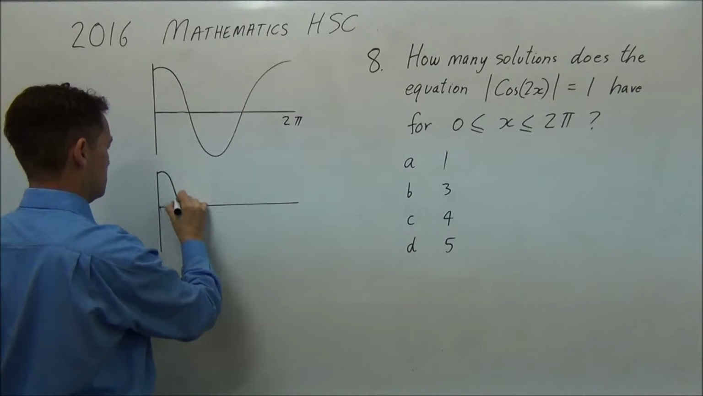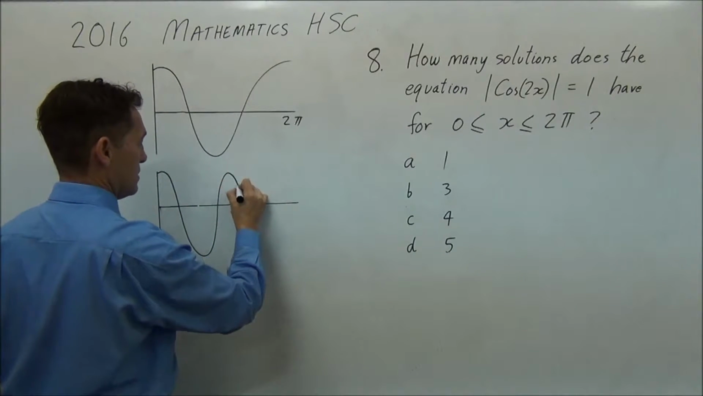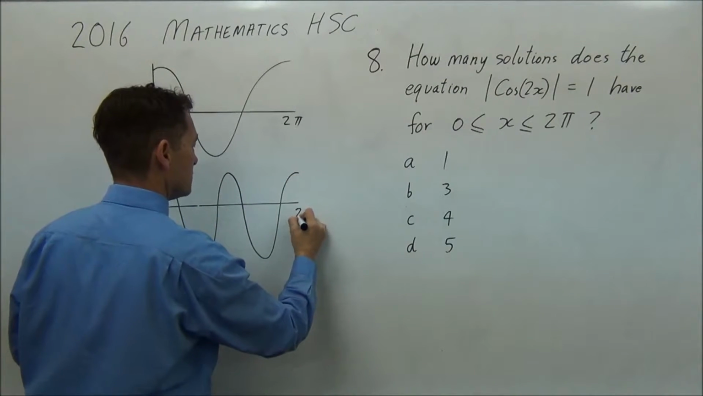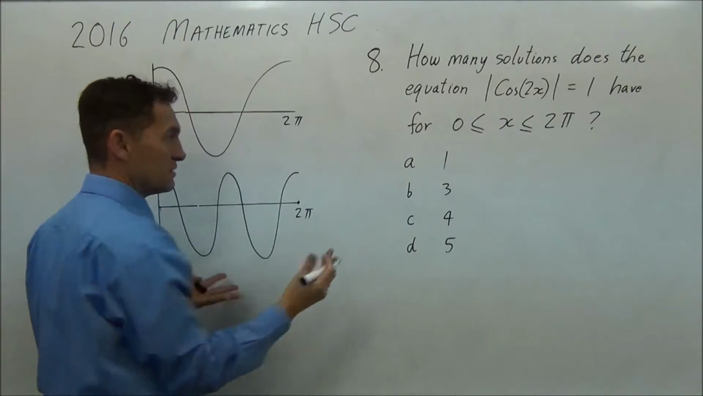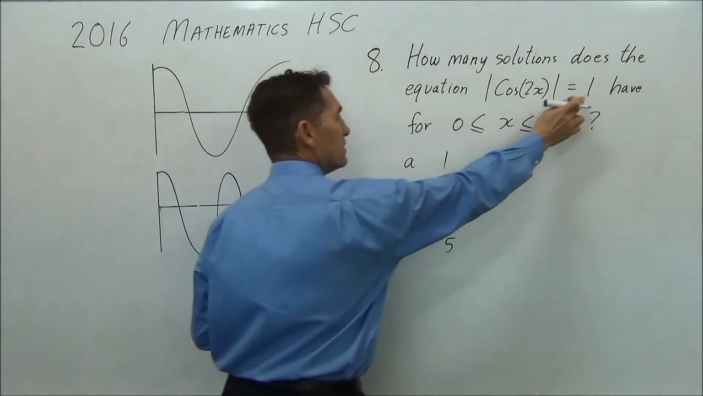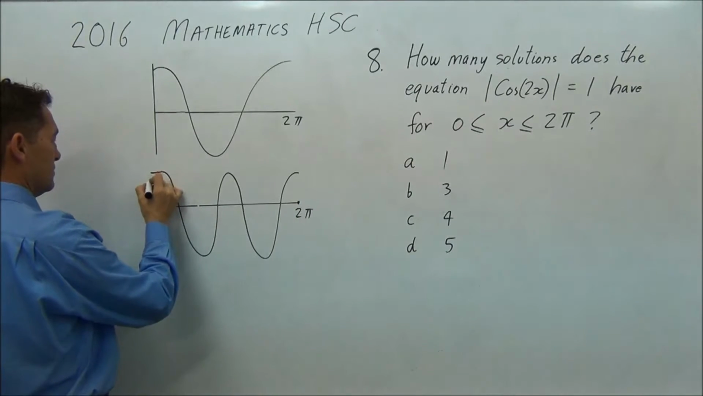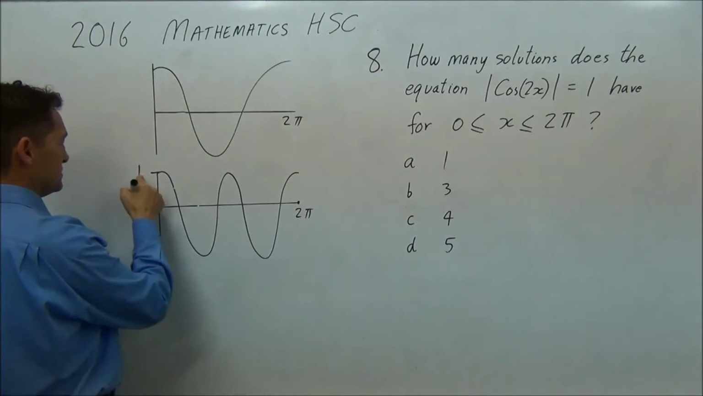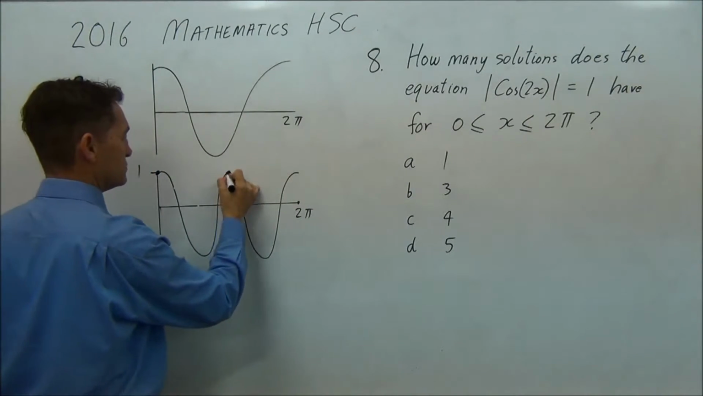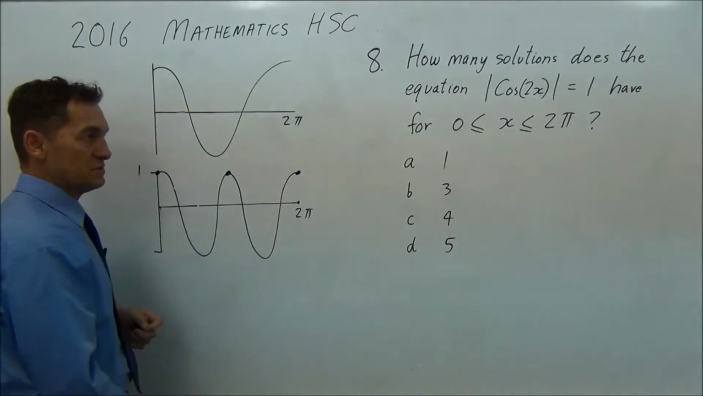So I'm going to go, let's see how we go. 1, and 2, and 2 pi. And now I'm going to think, I want it equal to 1. Well, where does it equal 1? Well, we know it must equal 1 here, so 1, 2, that equals it 3 times.